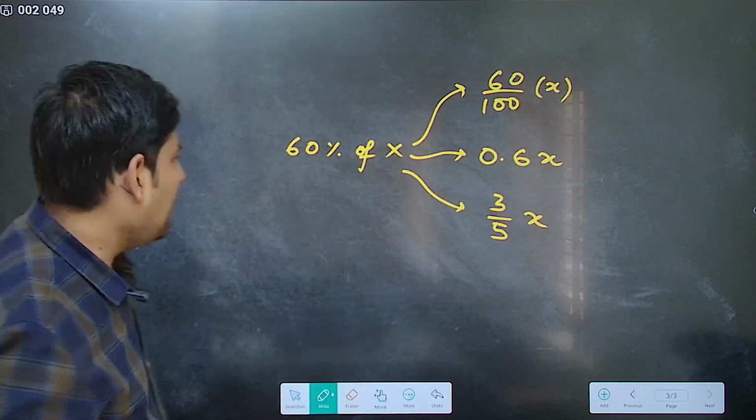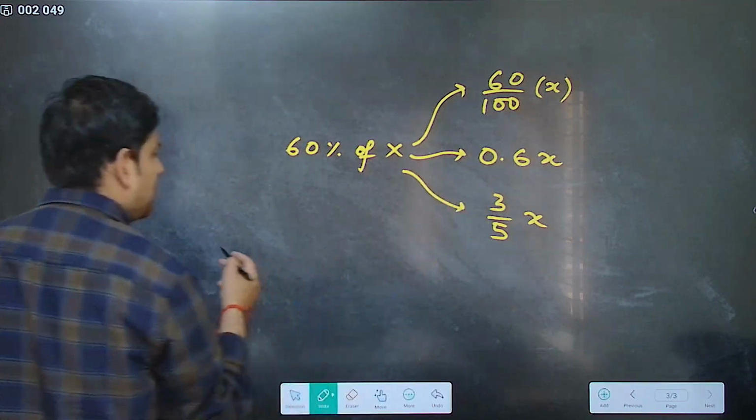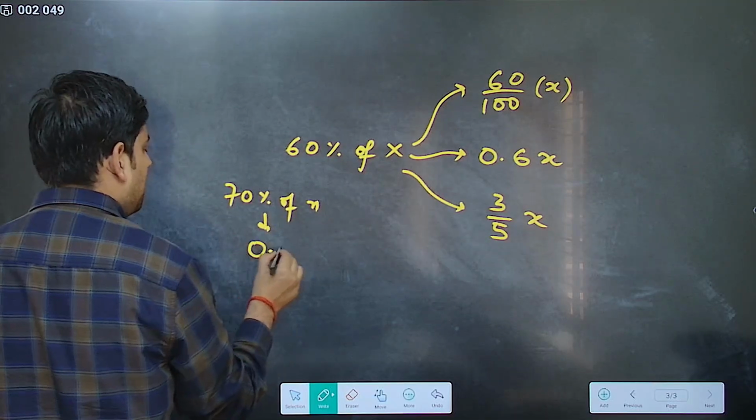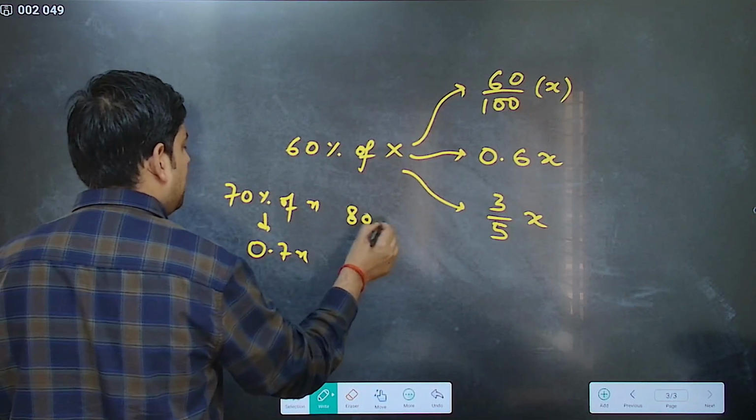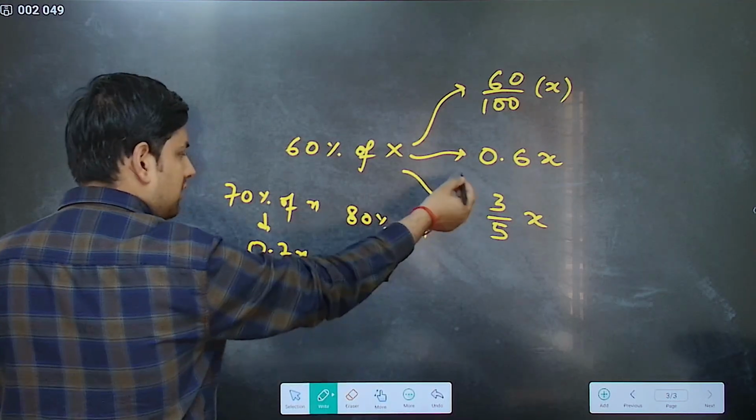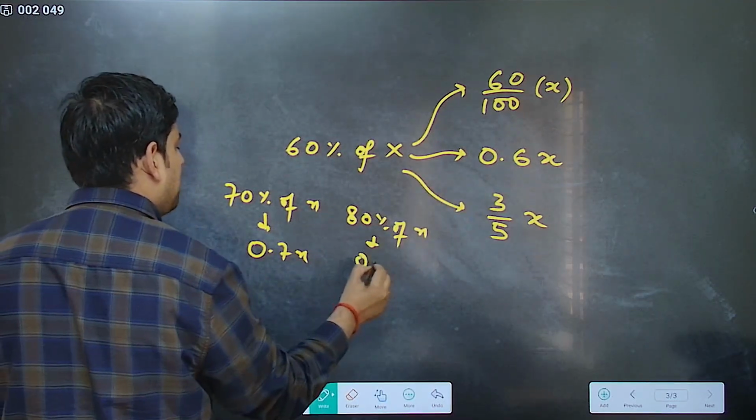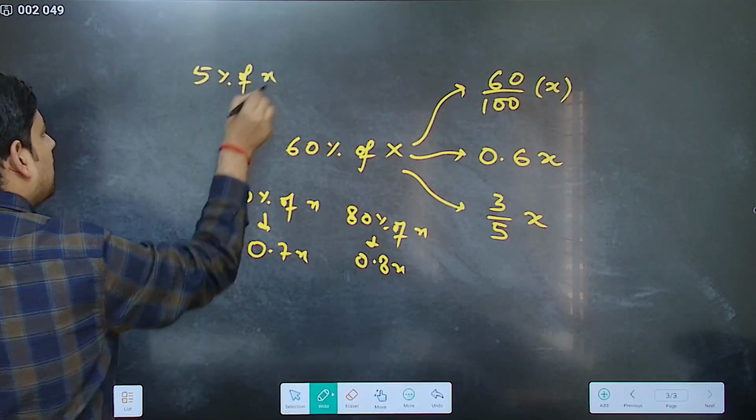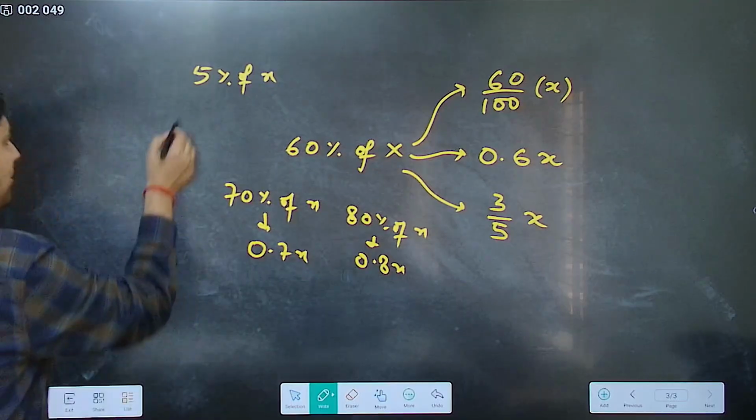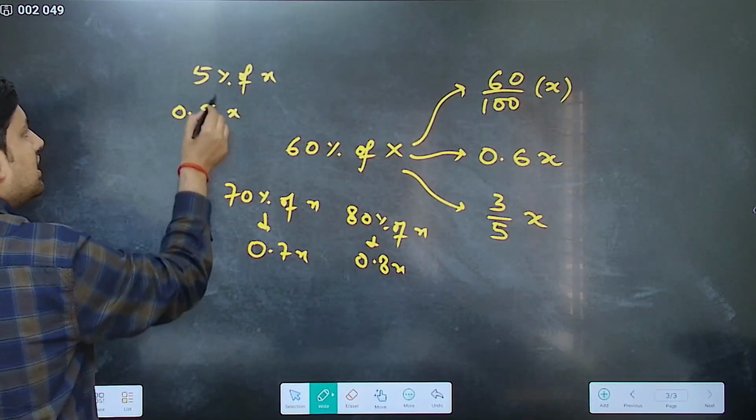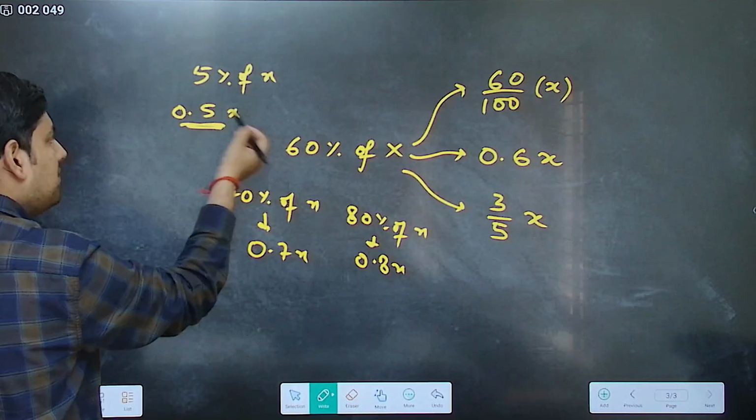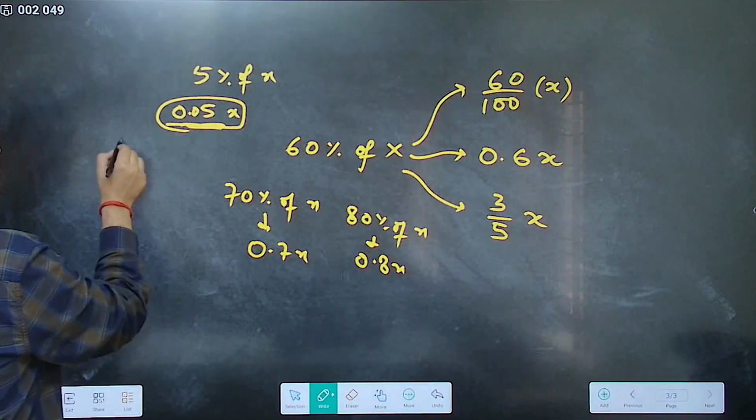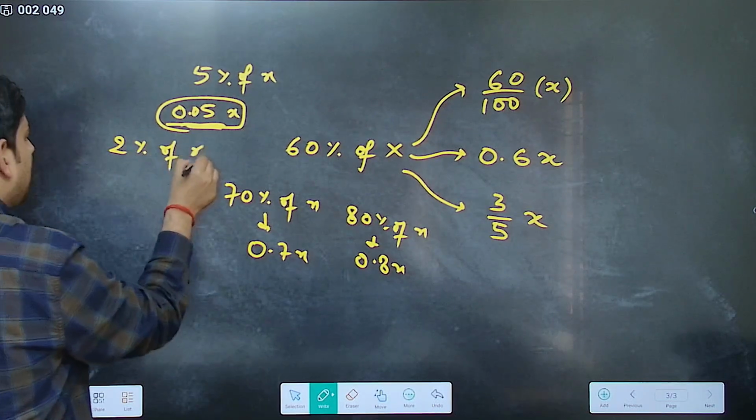Similarly, you can write for others also. Now, if 60% of x is 0.6x, then 70% of x will be what? It will be 0.7x. Then 80% of x, just this way I am telling, will be 0.8x. Now, if I tell you, 5% of x will be what? Is it 0.5x? No. 0.5x is actually 50% of x. This will be 0.05x. Okay. 2% of x will be what?